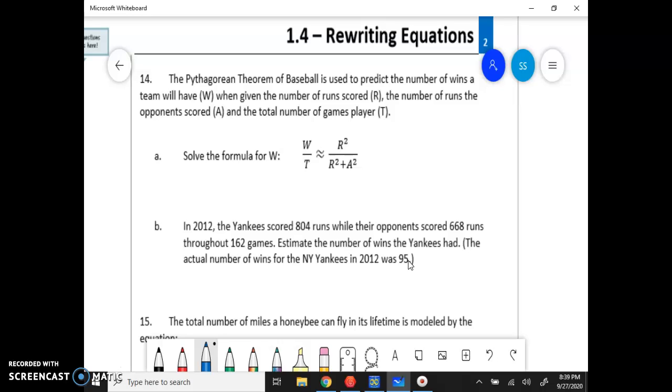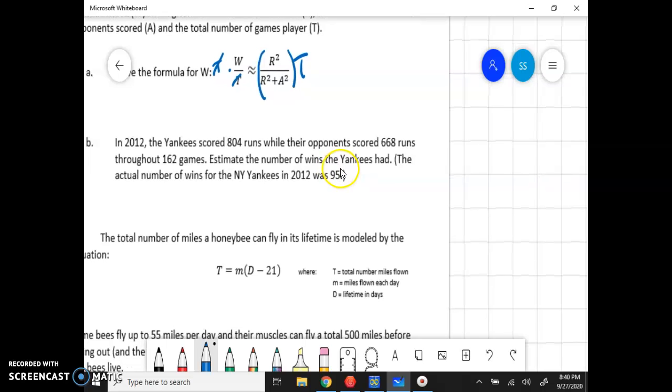Well, this should be pretty easy. If we just want to isolate W, we just need to get rid of this T. So this is W divided by T. So we're going to do the inverse operation and multiply by T. This side will cancel, and we need to multiply this whole thing by T. Okay, so now that we've done that, let's take a look at the second part here.